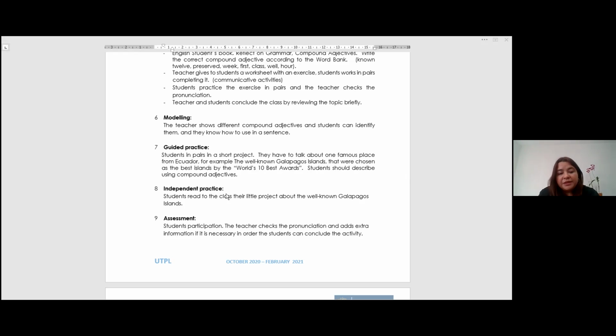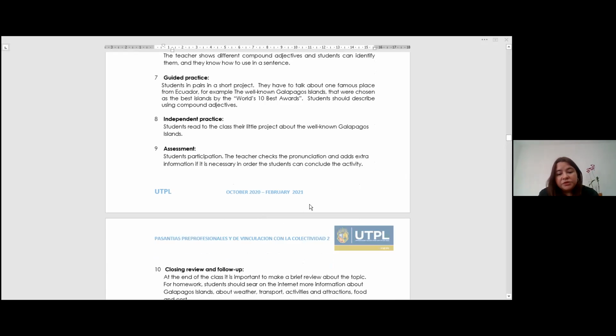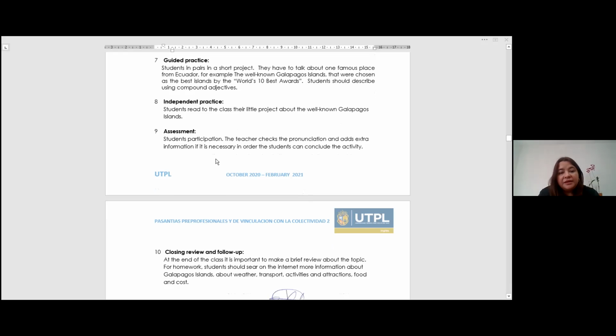In independent practice, students read to the class their little project about the well-known Galapagos Islands. They will continue with this activity later. In assessment, students' participation. The teacher checks the pronunciation and adds extra information if necessary so that the students can conclude the activity.